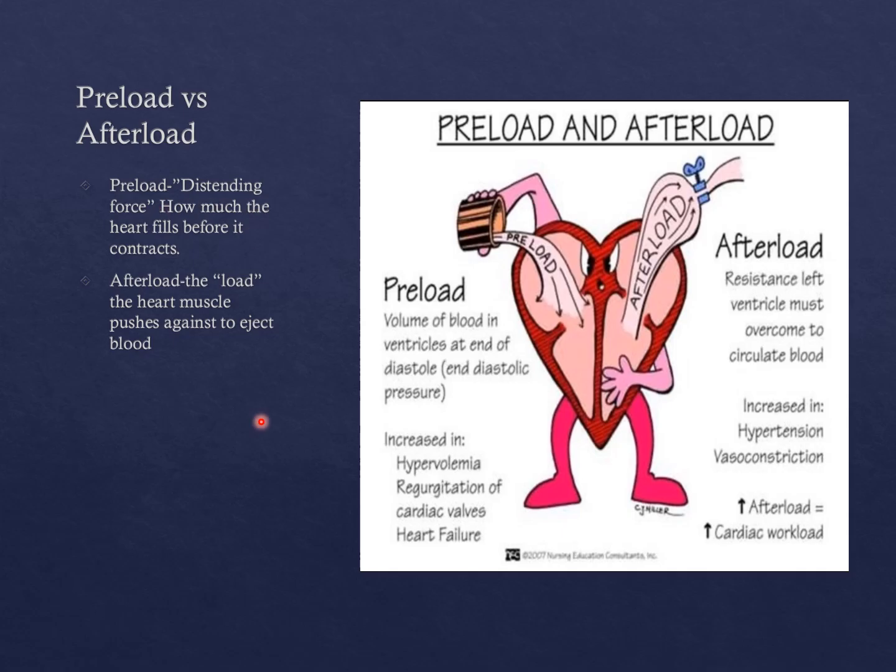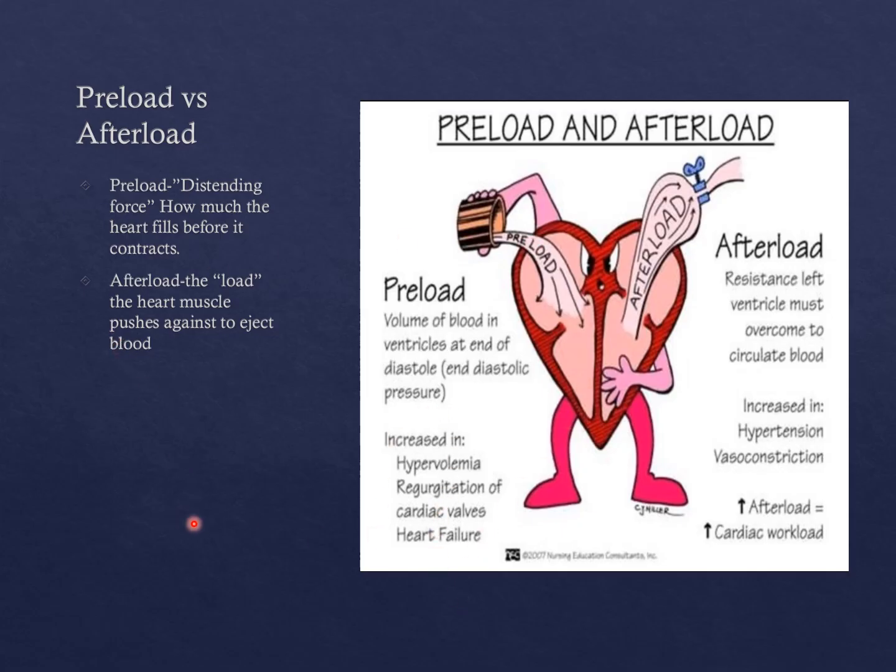Preload is what we call the distending force. It's kind of like the force of stretch. So it refers to how much the heart fills before it contracts. So you can see that on the side of the picture, again, the volume of blood that's in the ventricles at the end of diastole. So the heart muscle relaxes, blood fills those chambers. The amount of blood that fills those chambers while they're in that low pressure state of diastole is what we refer to as preload, the amount we're kind of pouring in.